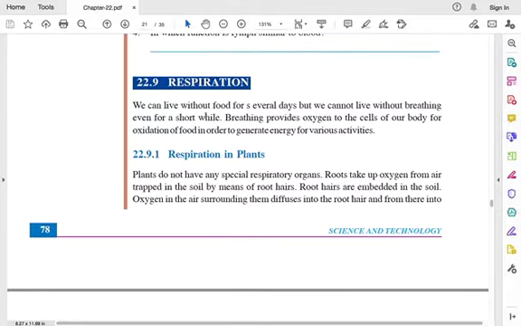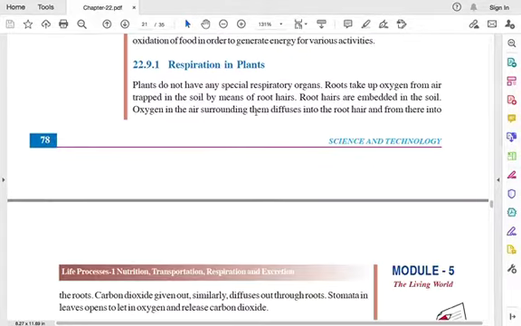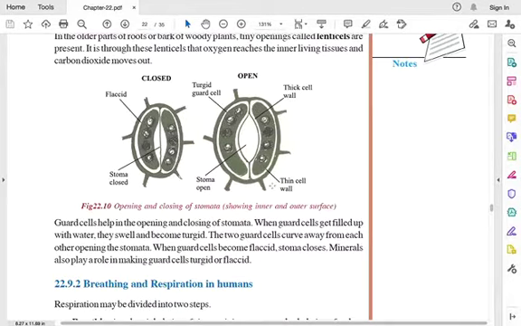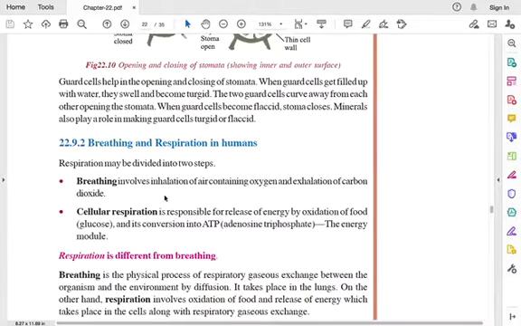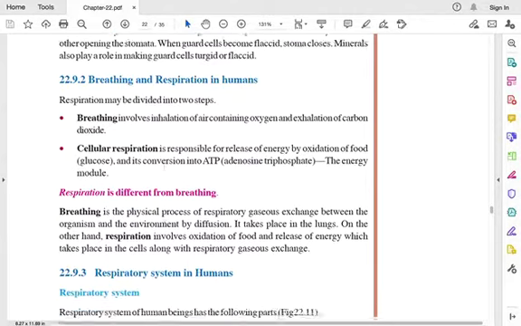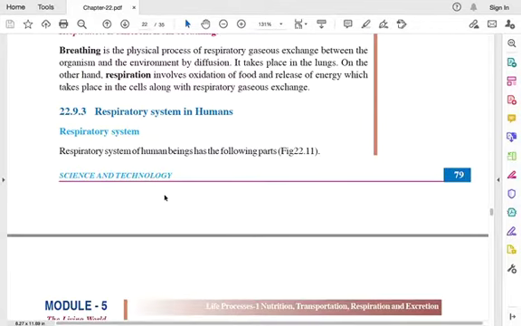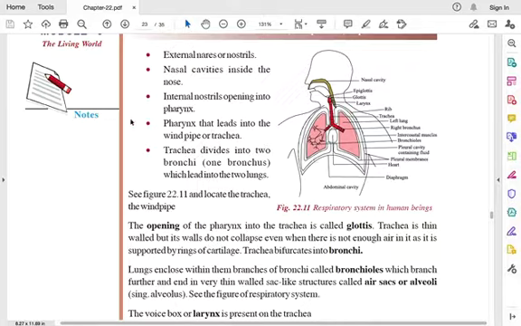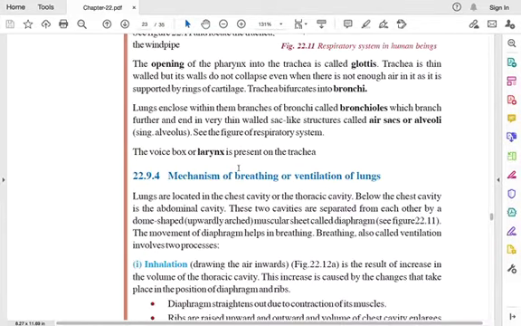And then we moved on to respiration, okay. How respiration happens in plants. We saw how the stomata opening and closing happens because of the turgid guard cells present, okay. And then we saw breathing and respiration in humans. We saw the difference between breathing and respiration. Breathing is a physical process, while respiration is oxidation of food and release of energy in the cells, okay. And then we saw about respiratory system, like this whole respiratory system we saw in detail, okay.